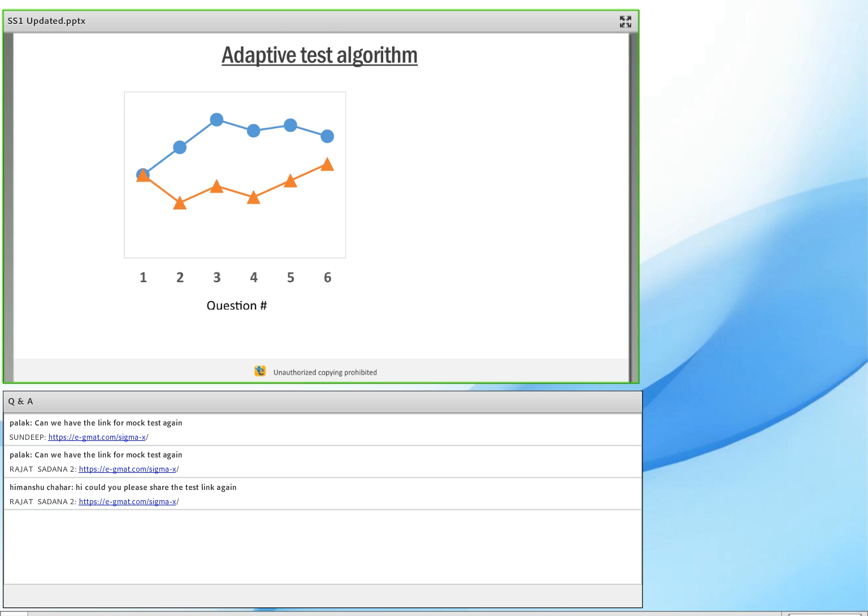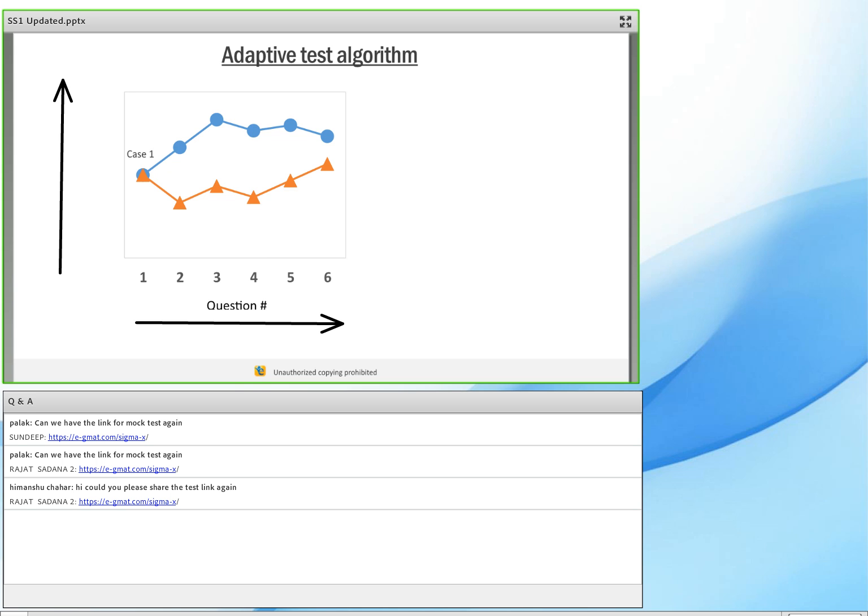Here is a chart that shows a computer adaptive test for 2 different students. On the x-axis, you have question numbers; we're going to talk about question numbers 1 to 5. On the y-axis, you have the difficulty level of questions. The higher you go on the y-axis, the more difficult a question becomes. We're going to look at 2 students: case 1 is student 1, case 2 is student 2.